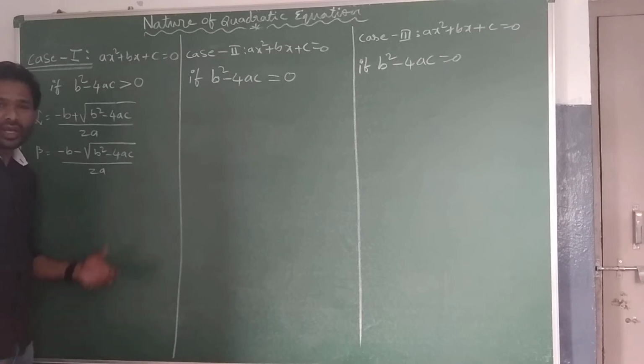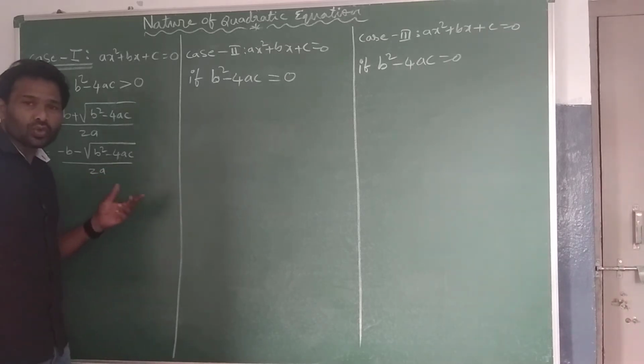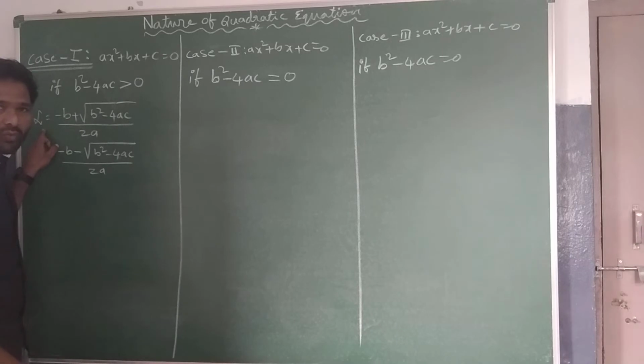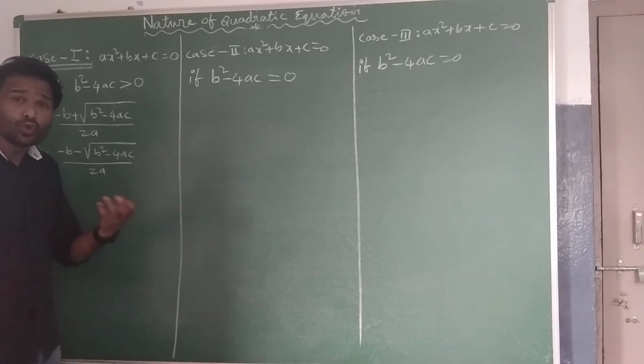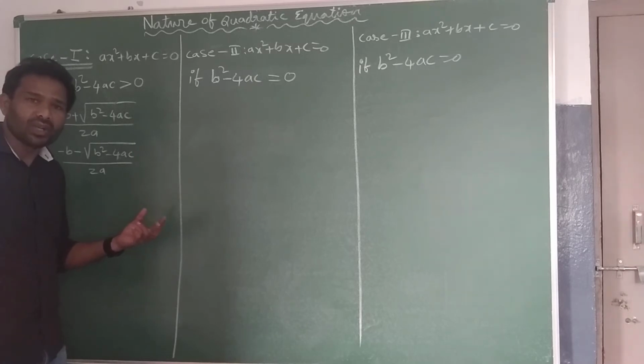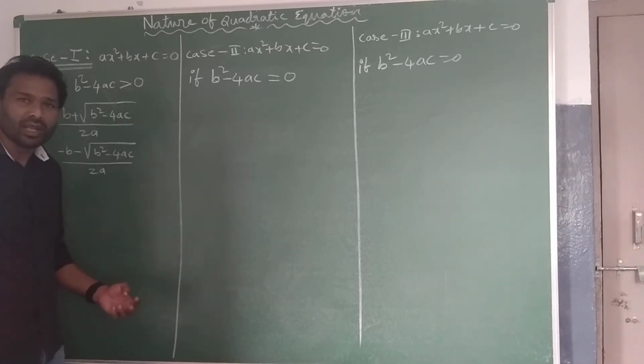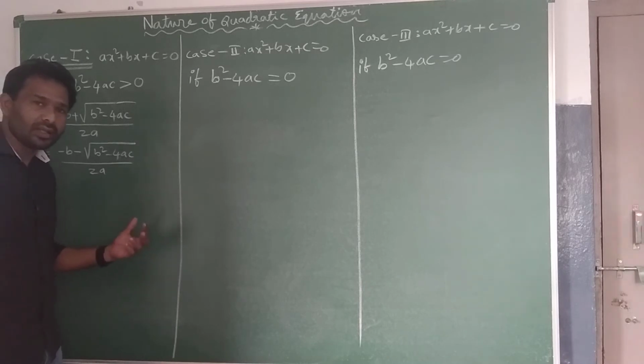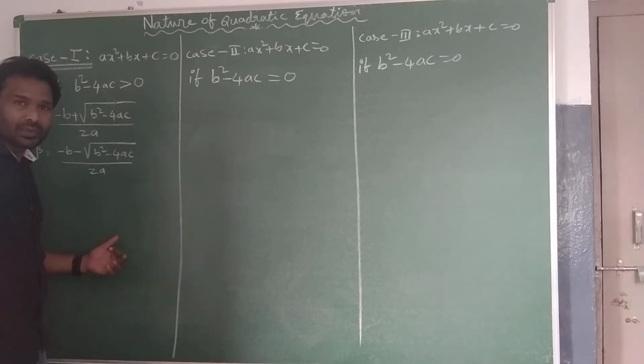In this case, two real roots will exist. They are alpha and beta: minus b plus or minus under root b square minus 4ac by 2a. In this case, the graph cuts the x-axis in two distinct places, whether both are positive values, or one positive and one negative, or both are negative. The graphs exist like this.